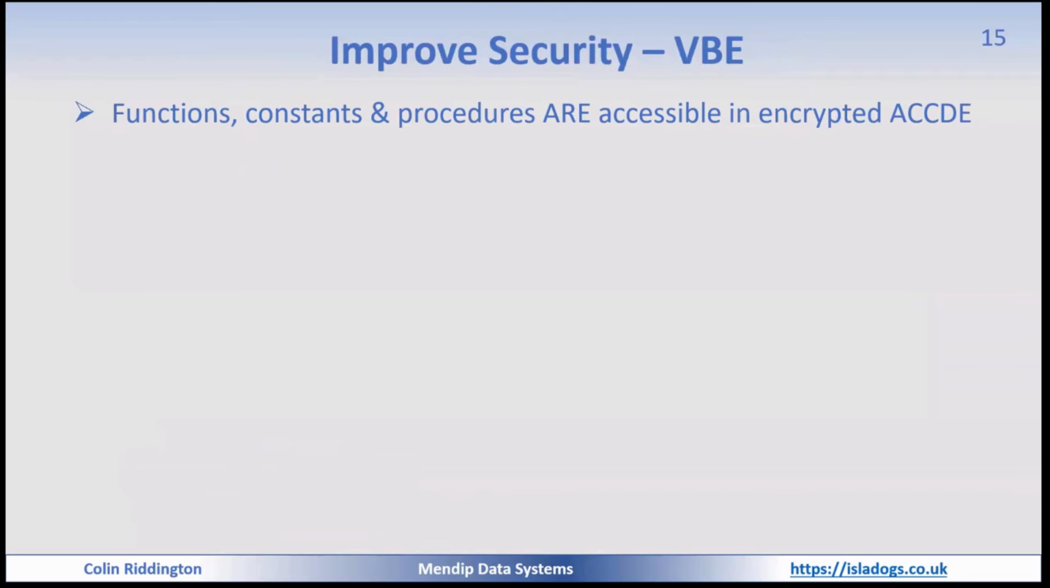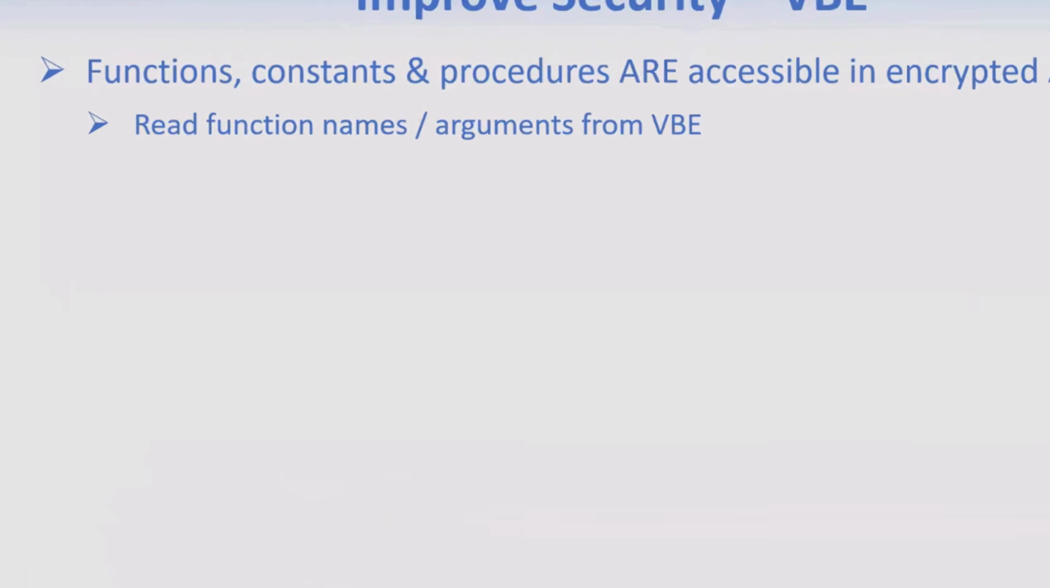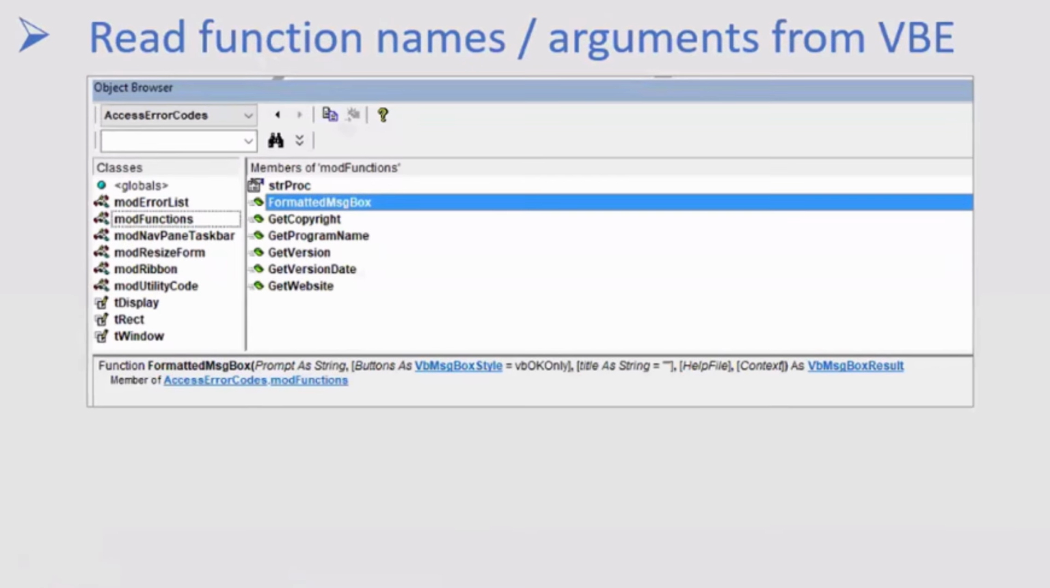Within the VBE, now this is where people may start to be surprised. In an encrypted ACCDE file, your functions, your constants and procedures are not readable, but the function names and the arguments are readable. This is from an ACCDE file. It's one where I've just got a list of Access error codes. And you can see here, I've got a list of all of the different modules in that particular application. And for one of those mod functions, I've just clicked on a fairly innocuous one, a formatted message box. And you can see below there, it tells you what all the arguments are.